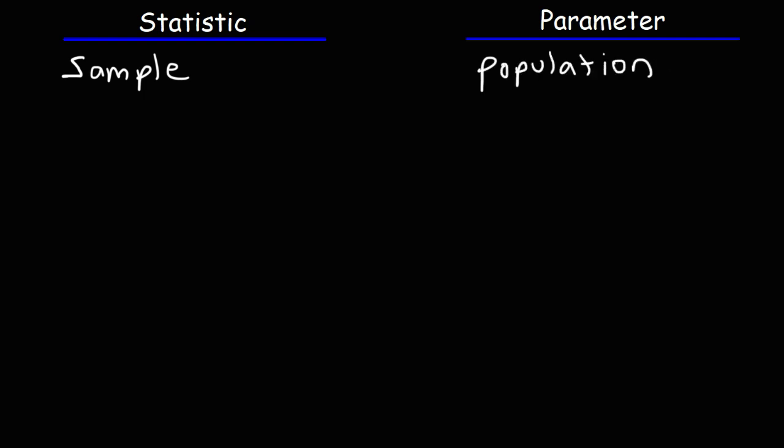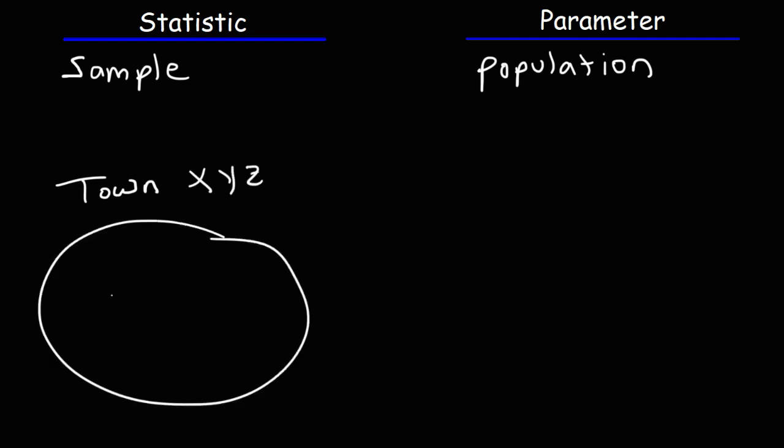Now you need to know the difference between a sample and the population. The population will represent everyone or everything in a study. The sample is basically a subset of the population. It's a small portion of the population. So let's say in town XYZ, we have 100,000 people.